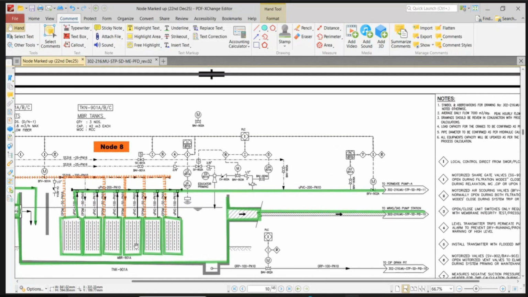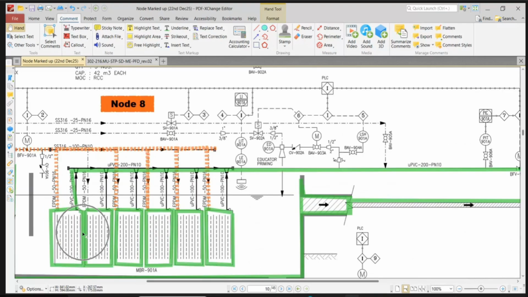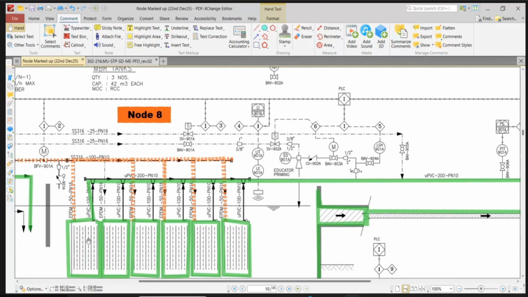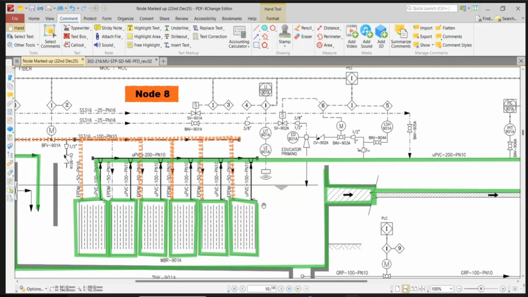Okay, so in this one, if this is blocked, how do I come to know? If this membrane is blocked, how do I come to know? Actually, before it's blocked, you have already partially transmitter measuring in negative value. Because this is suction. Can you give me the number?